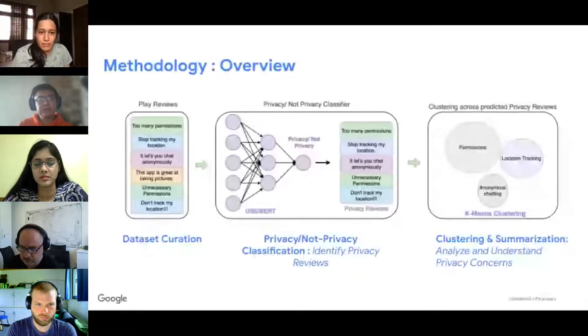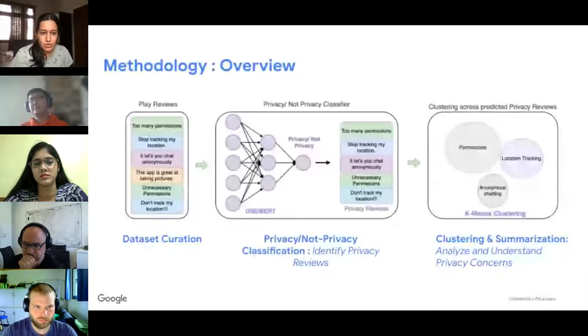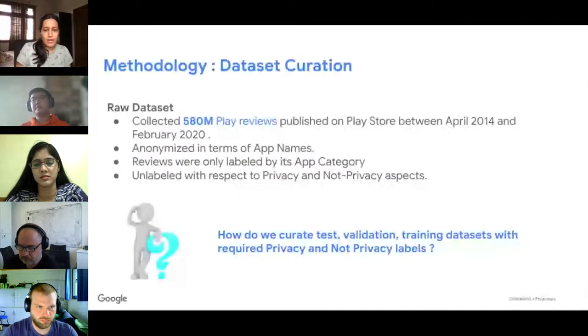So in this work, we propose a methodology to specifically build a classifier that is able to identify which of the reviews are privacy specific and which aren't. And once we have classified these privacy reviews, we want to summarize them and cluster them into categories which reflect the same privacy concern that a number of users are raising. And for these two steps, the first step is dataset curation, because the reviews in Play Store typically don't have tags associated with their privacy aspect. So dataset curation is also one of the major contributions from our end.